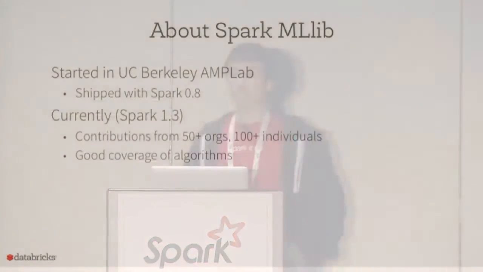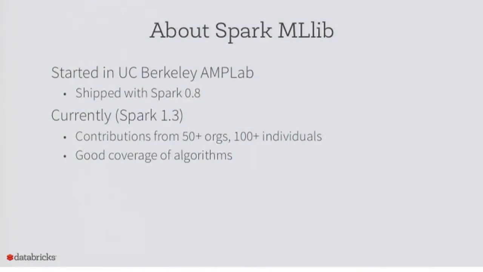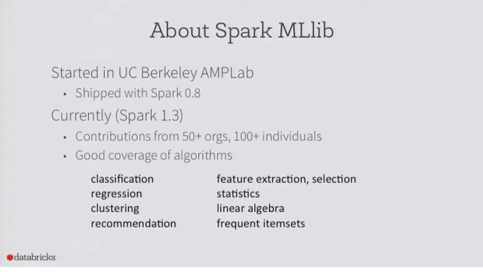Yeah, so I'll be talking about what I'll call practical machine learning pipelines using MLlib. And for those who aren't familiar with the history of Spark MLlib, it started in the UC Berkeley AMPLab as a project there. It shipped with Spark 0.8. And since then, it's grown enormously. By now, at 1.3, contributions from 50-plus orgs, way over 100 individuals, and a pretty good coverage of algorithms from classic classification and regression ones to many more.